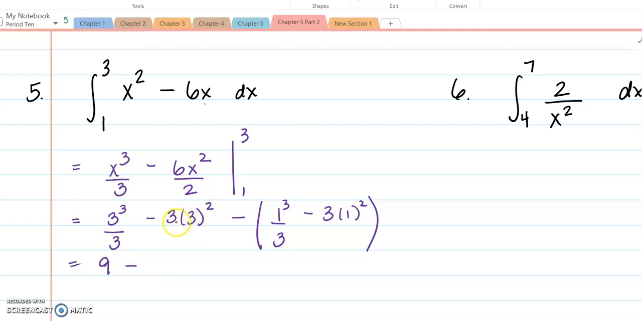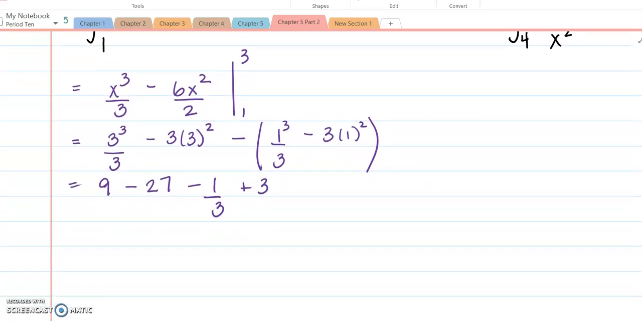27 over 3 is 9. 3 squared is 9 times 3 is 27. Minus 1/3 plus 3. This becomes -46/3. You can use a calculator to simplify that.